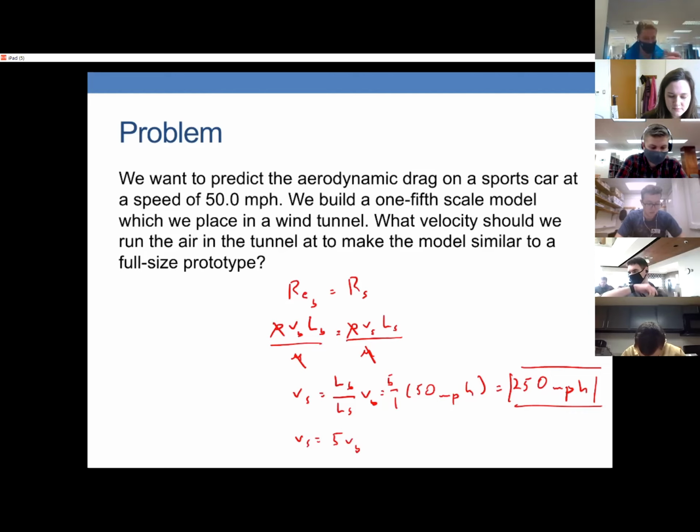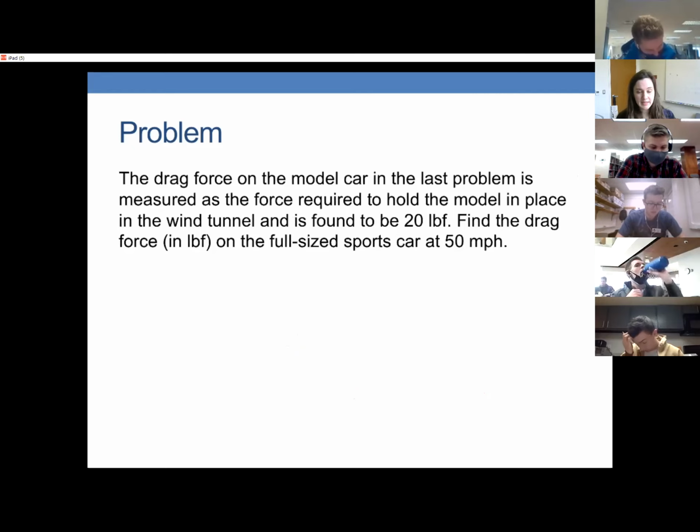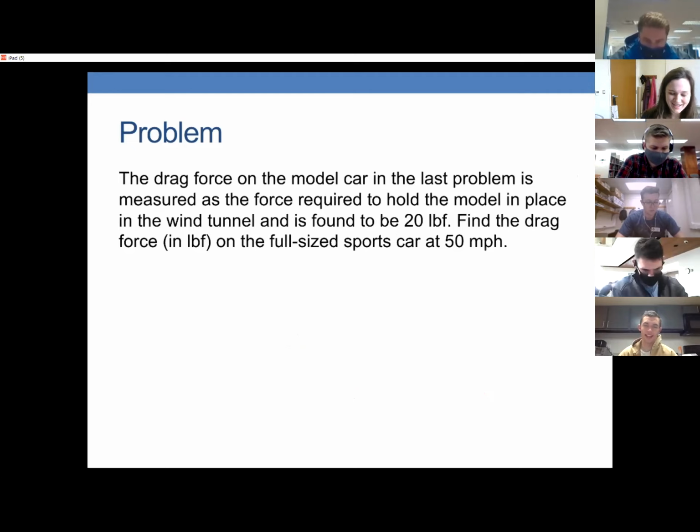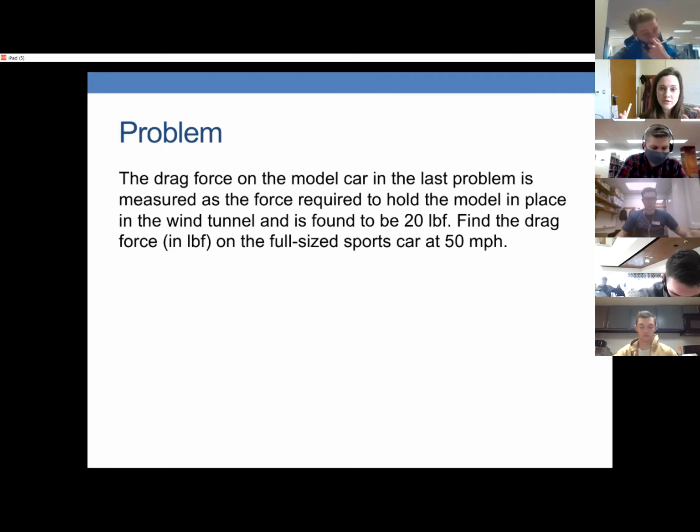Next thing we do. So now we're continuing on from that problem. We've got it in the wind tunnel. The air is going at 250 miles per hour, which is actually a lot. It might start becoming compressible at that speed, in which case you have a problem, but whatever, we'll assume it's fine. And we do it and we measure the force on that car and find it's 20 pounds. So now we want to find the drag force on the full-size car. So what do we do now?